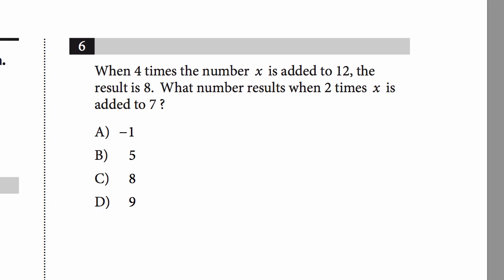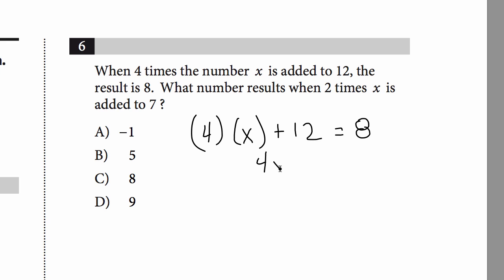When 6 times the number x is added to 12, the result is 8. What number results when 2 times x is added to 7? All right, we just got to learn how to translate left to right. So 4 times the number x is added to 12. Okay, the result equals 8. That's basically your equation. So 4x plus 12 equals 8.